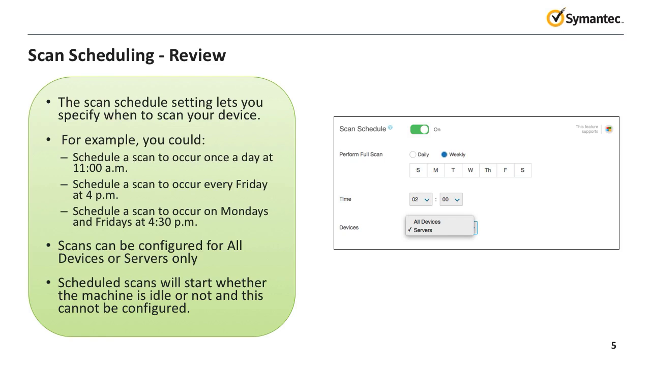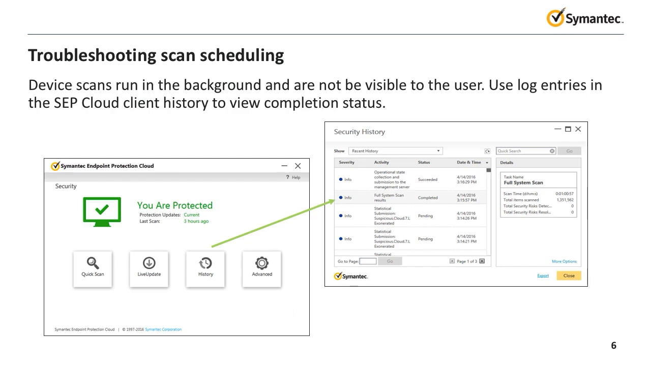Scans can be configured for all devices or servers only, and scheduled scans will kick off whether the machine is idle or not, and this cannot be configured at this time. Scan scheduling is currently only supported for the Windows operating system. Device scans run in the background and are not visible to the user. If you need to verify scan status, use log entries in the SEPcloud client history to view completion status.